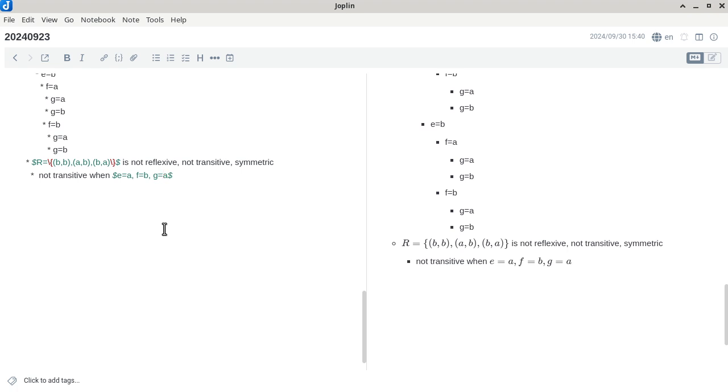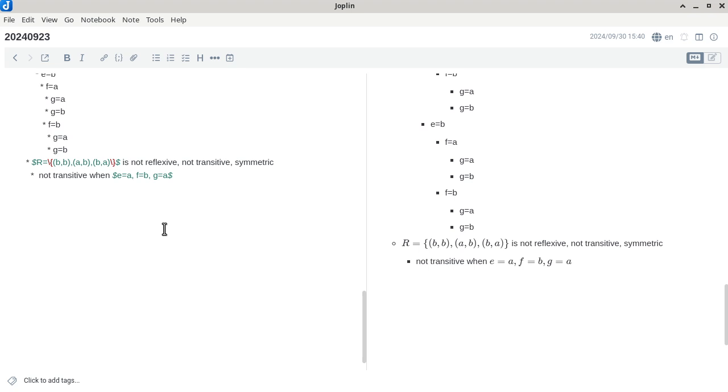Why? Because, okay, is EF in R? Yes, okay? And is FG in R? That is also a yes. So true and true is true. The entire left-hand side of the implication is true. But if E and G are both A, that means the right-hand side of the implication is asking, is AA in R? AA is not in R, so AA in R is false. So we end up with true implies false, which is false.